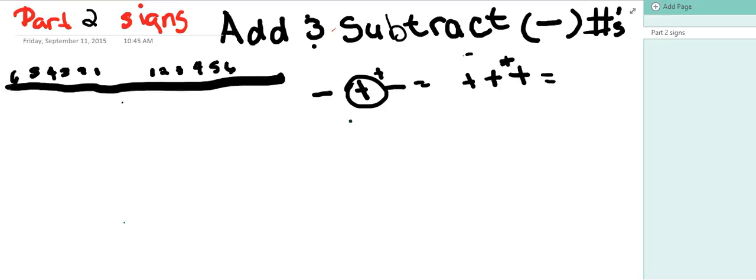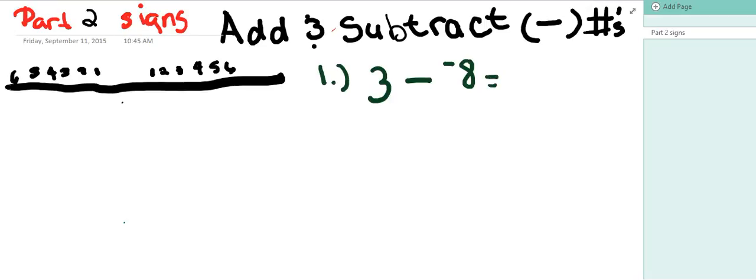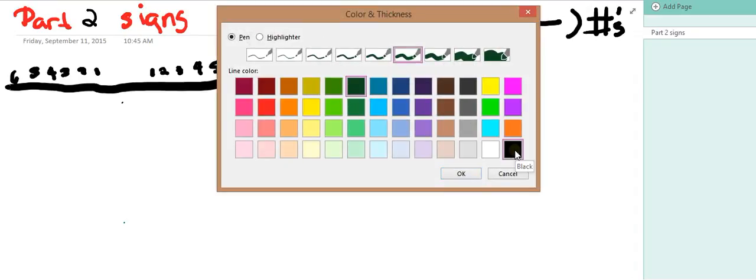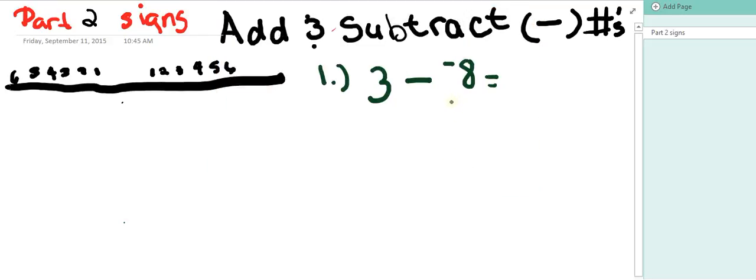You're going to leave this first number the same, whatever sign it is. You're going to change that sign, subtraction, to addition. And then whatever this is, like this is a -8, we're going to turn it now into a +8. And remember, if it doesn't have a sign in front of it, it's automatically a positive. And what we're going to do now is apply the addition rules that we just learned to finish this problem.